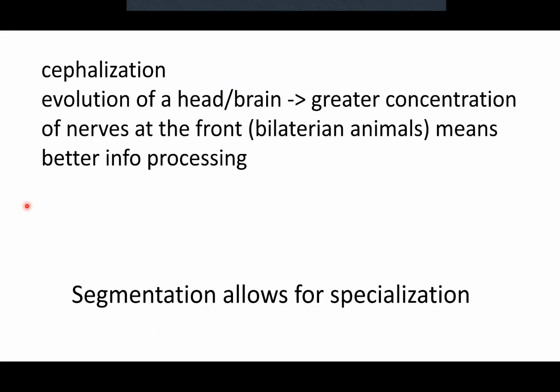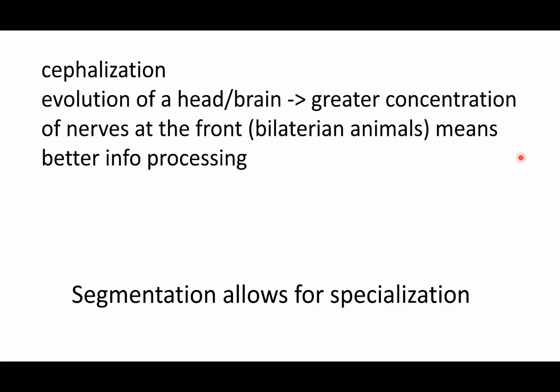One important feature that has diversified organisms and animals is cephalization, which is the evolution of a head and the brain. It's important when we talk about the nervous system. So with bilaterian animals, a greater concentration of nerves at the front of their body means that they can process information better when it comes from the front.